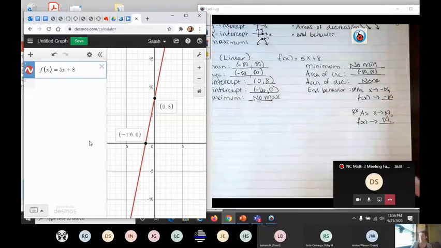Okay, so that was a lot. What questions do you guys have about key features of the linear functions? Okay, there are no questions. We're going to move on to the square root function.